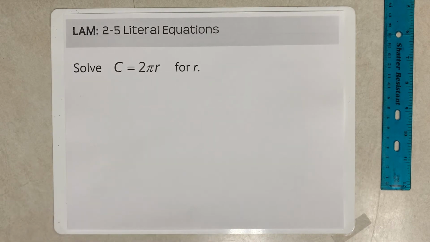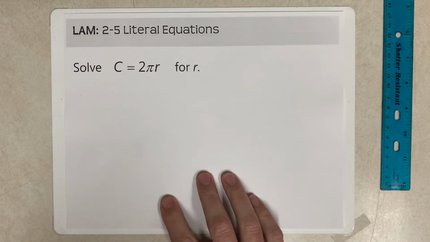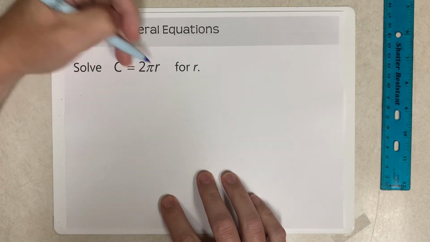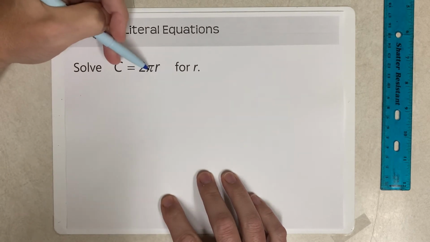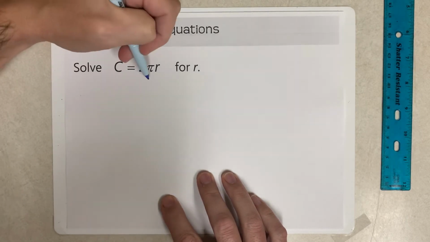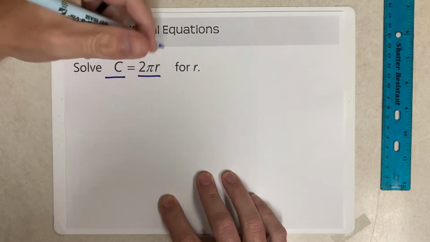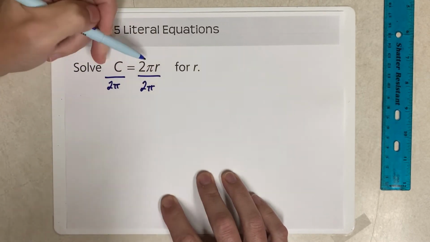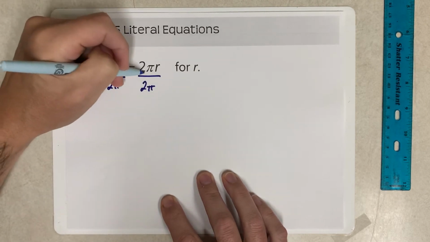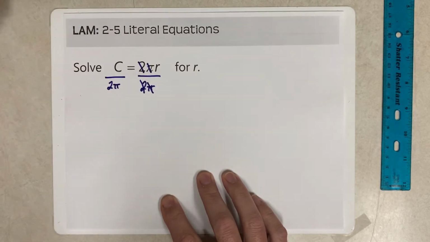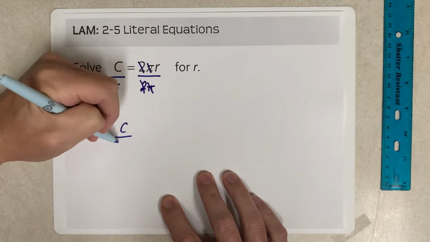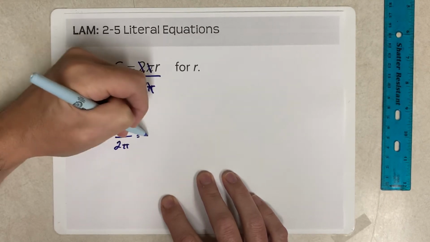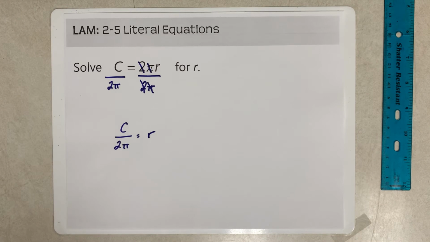Okay, so this is your classic equation for the circumference of a circle. You want to solve it for r. You want to get rid of the 2 pi in front of the r, both of them. Well, the good news is we can get rid of both of them at the same time. Remember, pi is just a real number, and so we can cancel both those out. And we get c over 2 pi is equal to the radius of the circle. And that one's done.